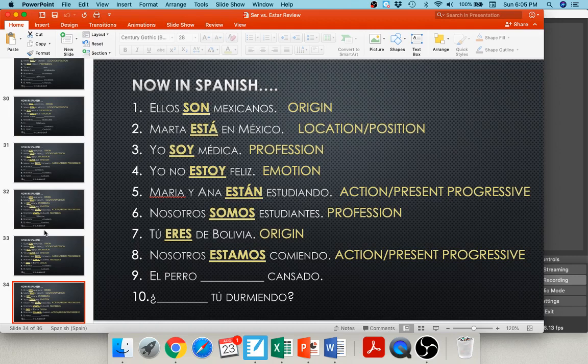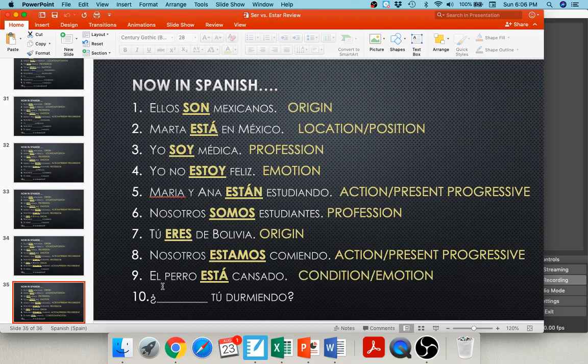And number 9, el perro blank cansado. Oh, the dog is tired. Tired is his condition. So in this case, this is tricky. The dog would be it in this case, or this is a male dog because it ends in an O, so we could say he. So el perro está cansado, referring to his condition.